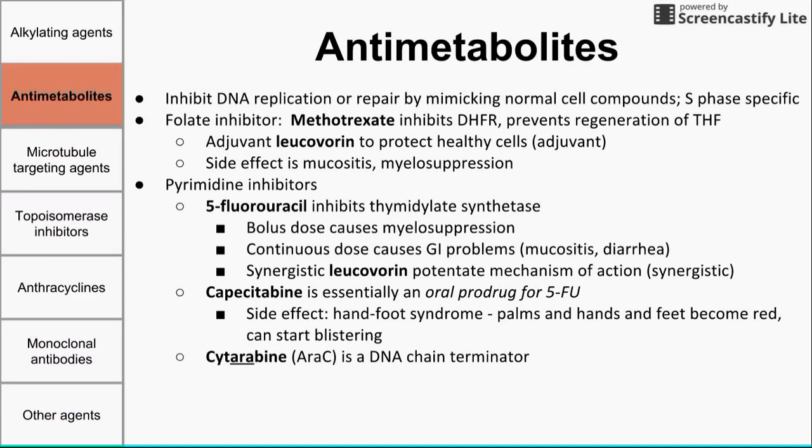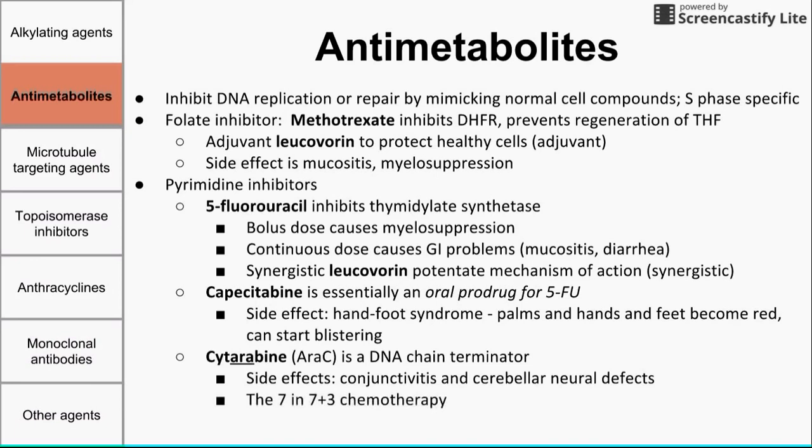It's a DNA chain terminator. Side effect here is conjunctivitis and cerebral neural defects. So Ara-C or cytarabine causes conjunctivitis and cerebral defects. So CCC: Ara-C, conjunctivitis, cerebral neural defects.